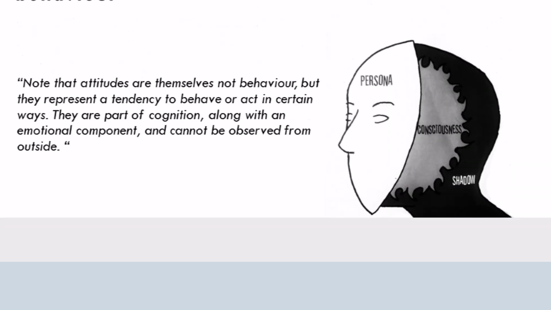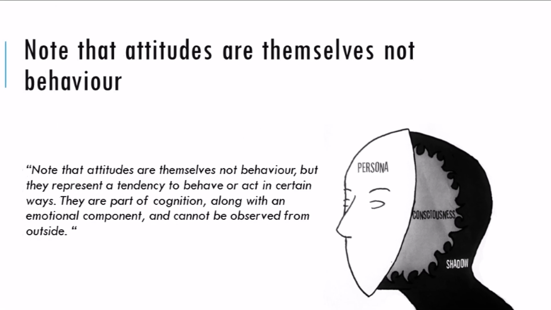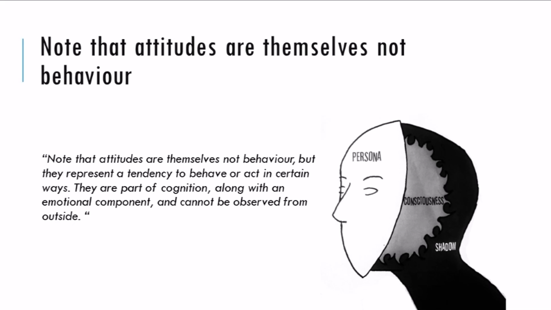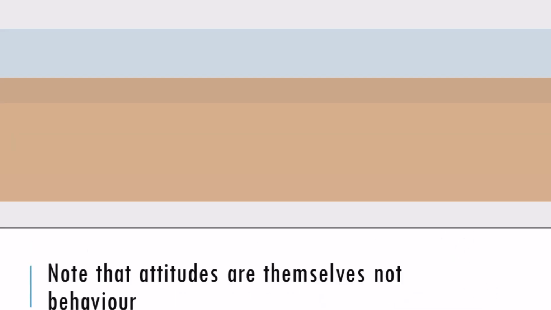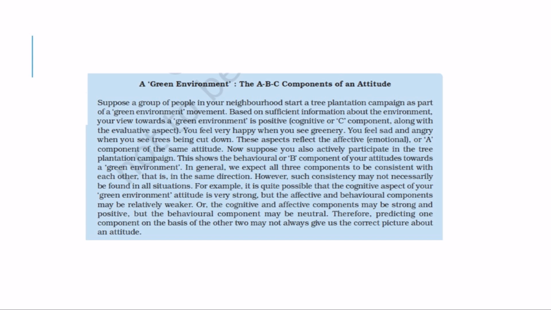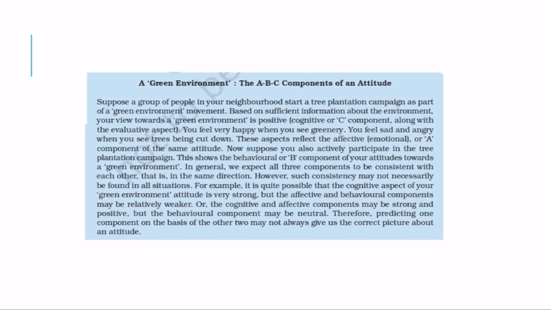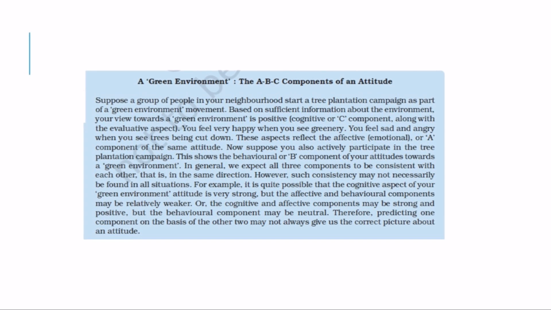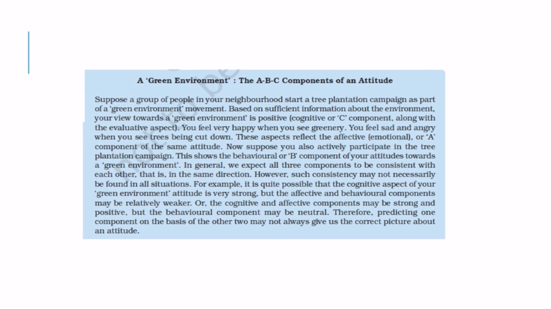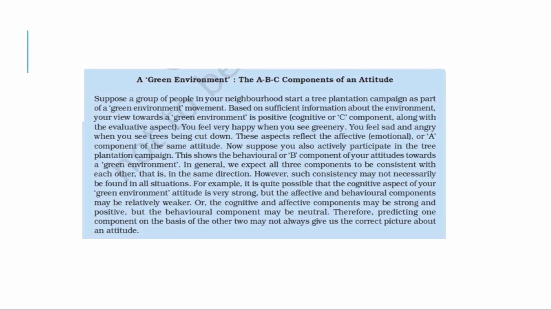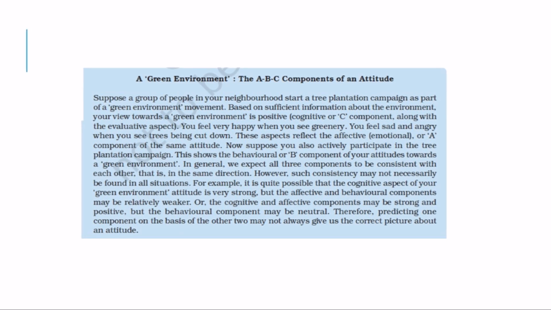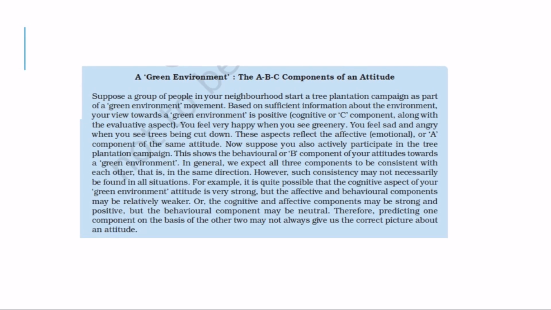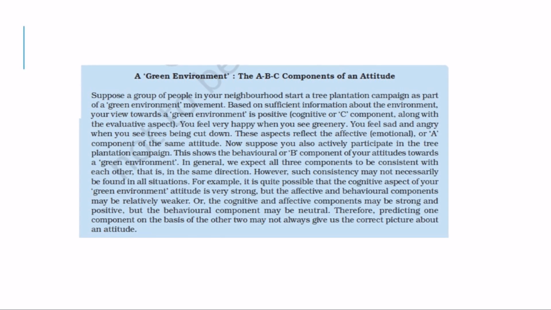It's important to note that attitudes themselves are not behaviors but represent tendencies to behave in certain ways. They cannot be directly observed from the outside. Here is an example to illustrate the concept of attitudes using a green environment scenario. Imagine a group in your neighborhood initiates a tree plantation campaign as part of a green environment movement. Your positive view towards a green environment is influenced by the information you have gathered about its benefits. This positive view represents the cognitive or C component of your attitude.